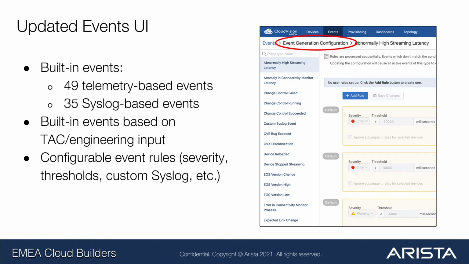We also have, by default, 35 syslog-based events. So these are events that are looking for particular syslog messages. But you can extend this if there's, in your environment, a particular feature or event that's of interest. If you know the syslog message from the EOS syslog guide, you can plug that into CloudVision and build a custom event around that.